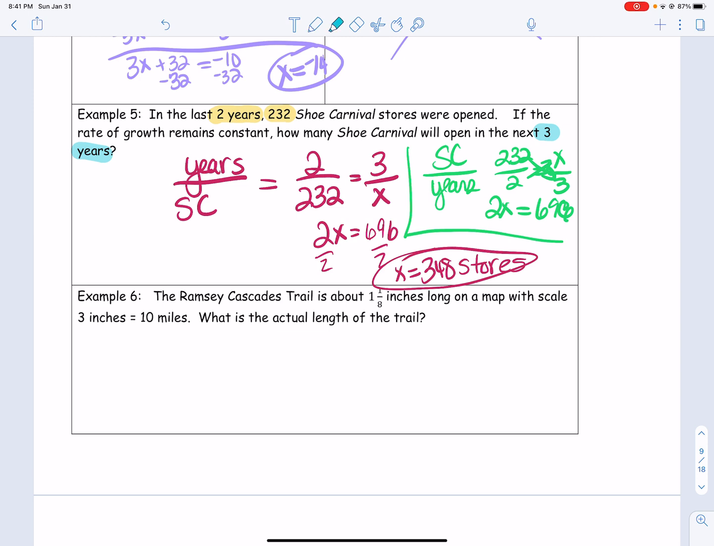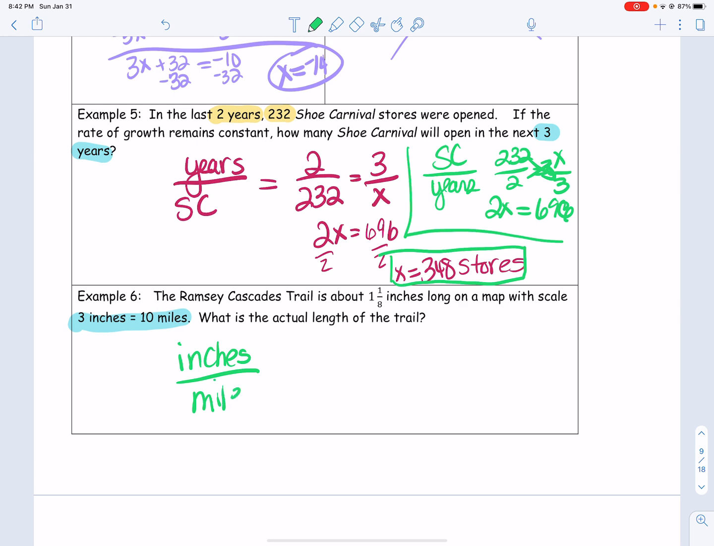So on the next one, it says Ramsey Cascade Trail is about 1 1/8 inch long on the map with a scale of 3 inches to 10 miles. So this is important because this gives us our ratio. I'm going to write it in words first because I'm going to choose to do inches to miles. So that means 3 inches to 10 miles equals, well, if I look at what they've given me here, this is inches. So inches in my wording goes on top. So I'm going to do 1 1/8 over x.